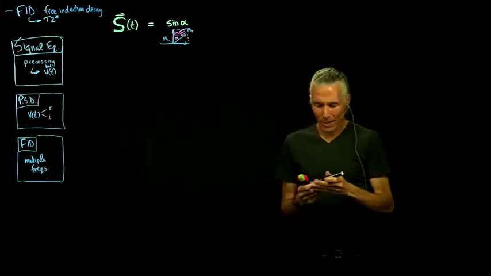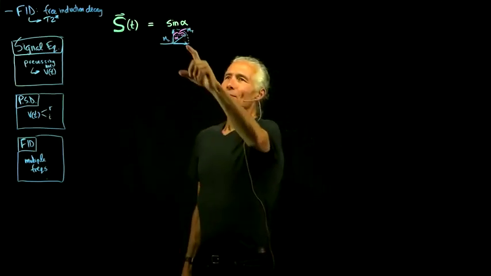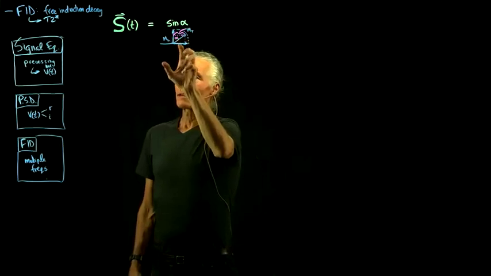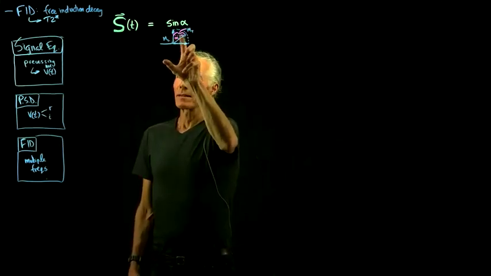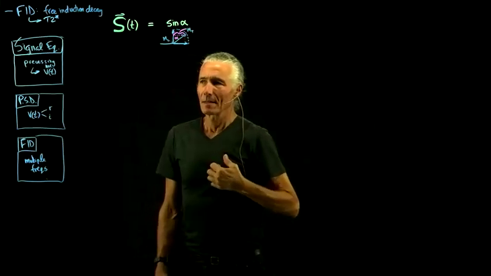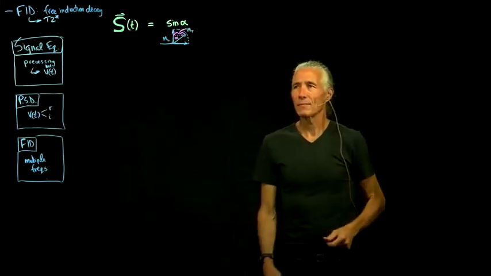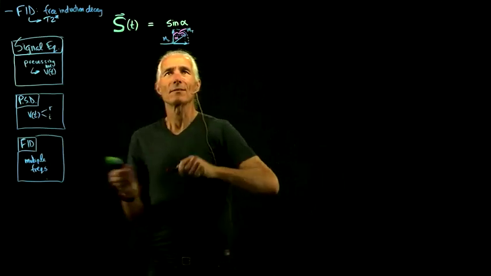Okay, so what is that length? That length is basically the sine of that alpha angle, because it's the opposite. The sine is the opposite side of the right triangle. Here's the right triangle right here.